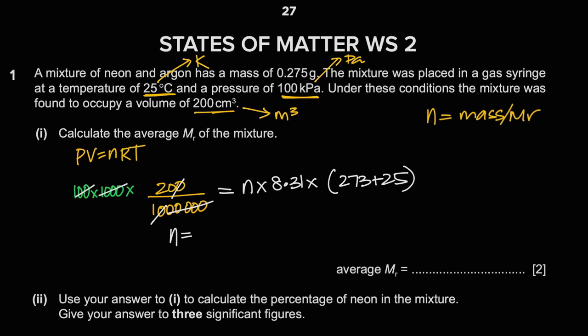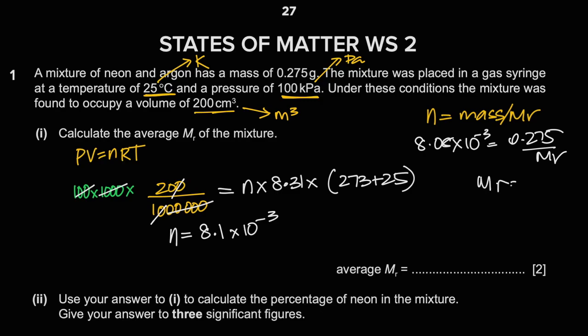Sorry? 8.1? Exactly 8.1? 8.08. So 8.08 times 10 power minus 3 is equal to mass, which is how much? 0.275 over mR. So mR would then come out to what? 30? There you go. 3 significant figures or 1 decimal place for mR, and you have the answer.